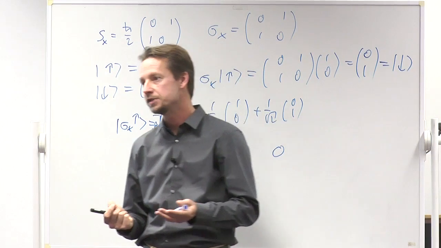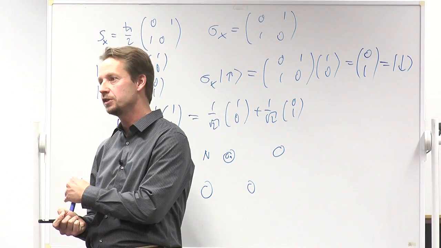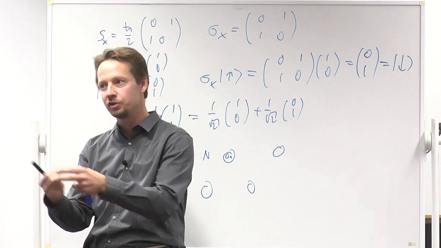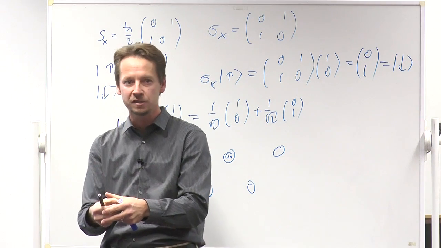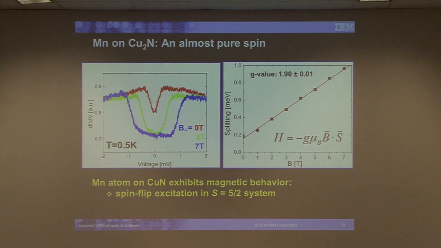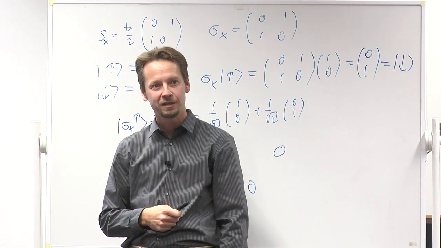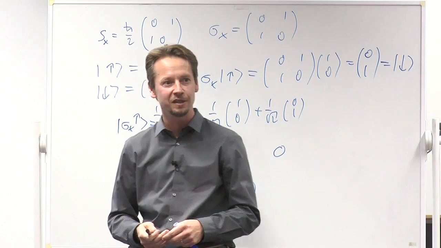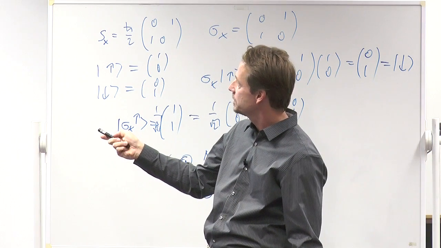It's 1.90 in this particular case for manganese on this copper binding site on copper nitride. So that's very specific to the atom and to the local binding site as well. But it does tell you that it's less than 2.00, which is what you would expect for a free electron. Right? That's the Zeeman. That's not the Zeeman. That's the G value for a free electron, basically. So it's significantly less than that.